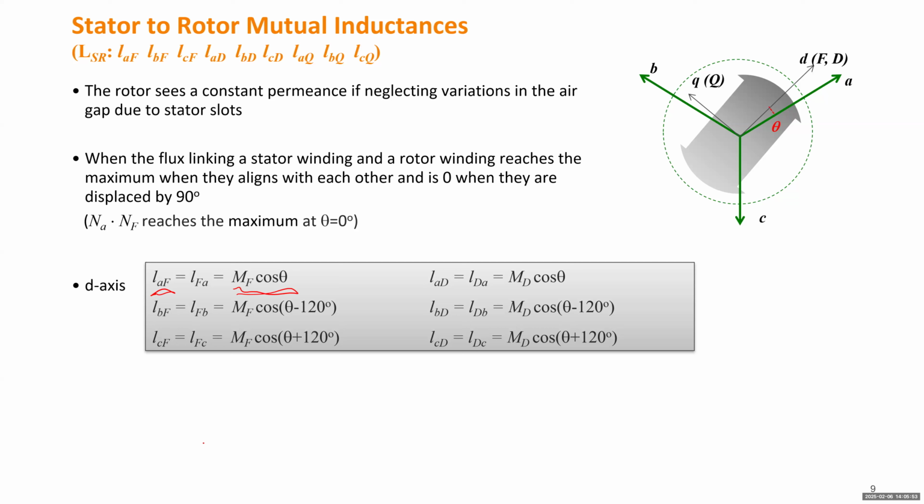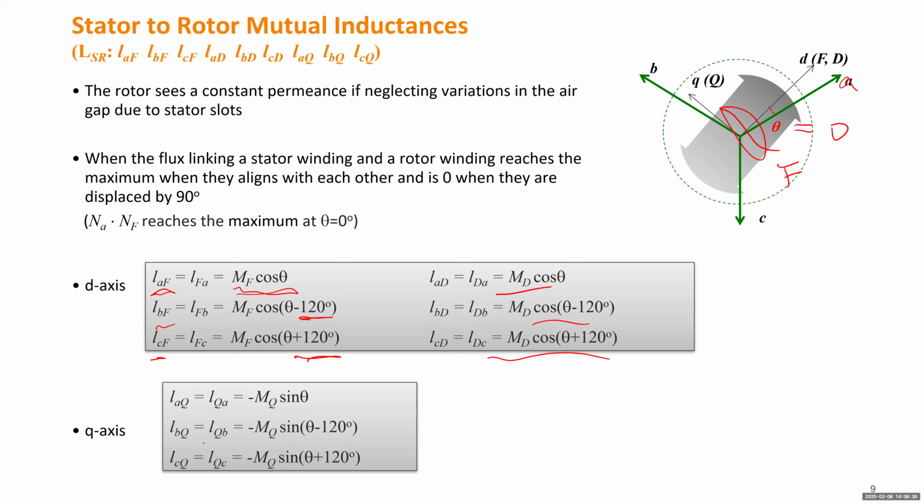If theta is 0, this winding on the rotor will be totally coupled with that stator. If theta is 0 and we're talking about the F winding and the A winding, the coupling between them will be complete, so that will be maximal. Then we move to the next one, B, where we add a negative 120 degrees, and for C we add a negative 240 degrees or positive 120 degrees. Similarly, we can have those items, and they will be the same.